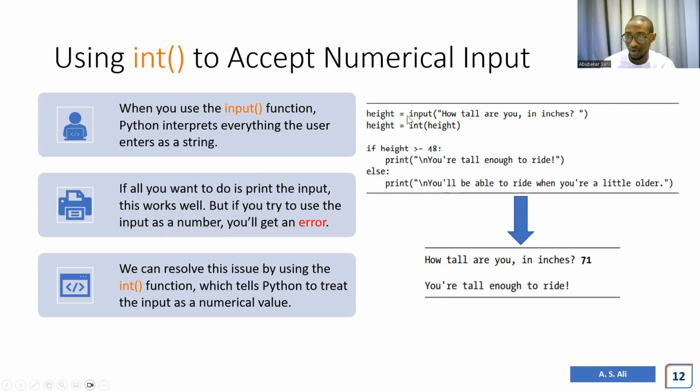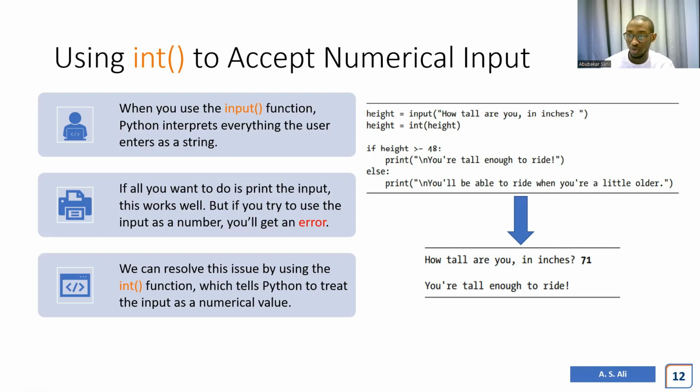Okay, height is, let's say, an integer. We want to know how tall somebody is. So we are asking the user, how tall are you in inches? The user will give us a value. Let's say 48 inches, 55 inches. So we will take that, but this input is going to be a string. It's going to be a string.